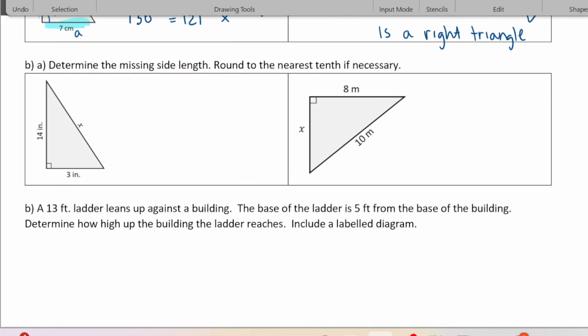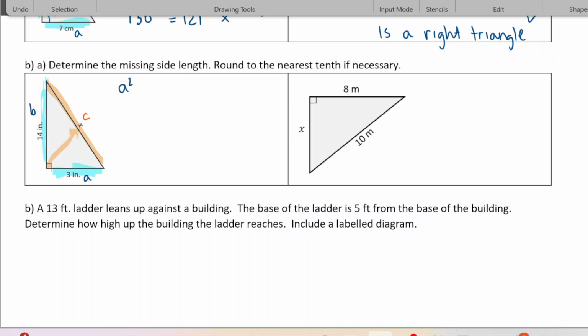Okay, so first thing you want to do when you're finding a missing side length from two sides is identify which sides are the legs and which is the hypotenuse. So the side that's across from the right angle, see the right angle here? That side is always side C, the hypotenuse. That's always the longest side on a right triangle. So that means these two sides are sides A and B.